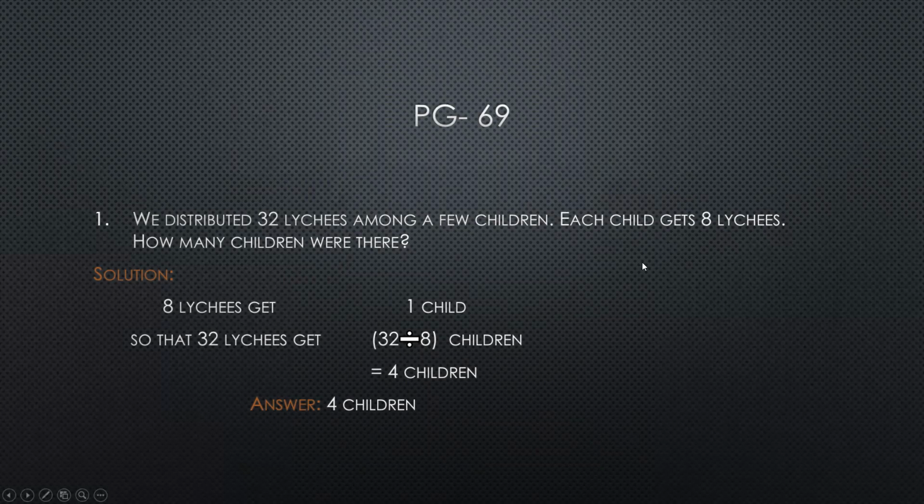8 leeches get 1 child. 1 child gets 8 leeches. So 32 leeches get 32 divided by 8 children, which is equal to 4. Okay, 4 is the answer.